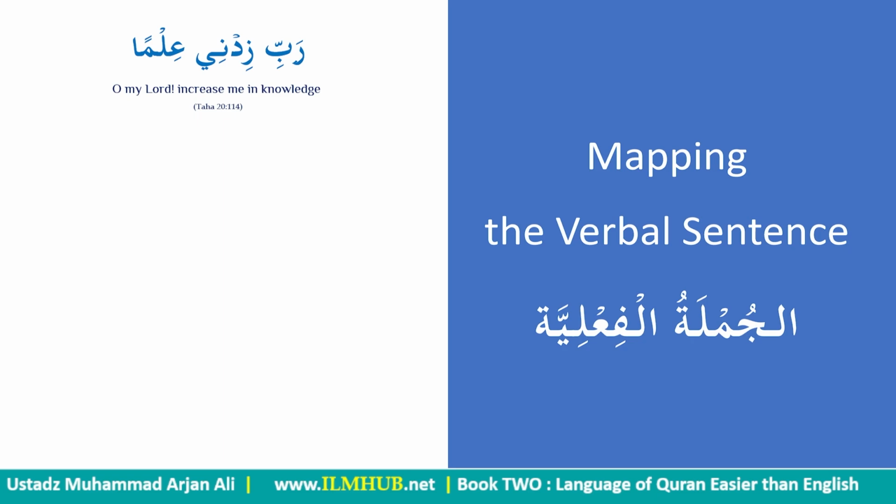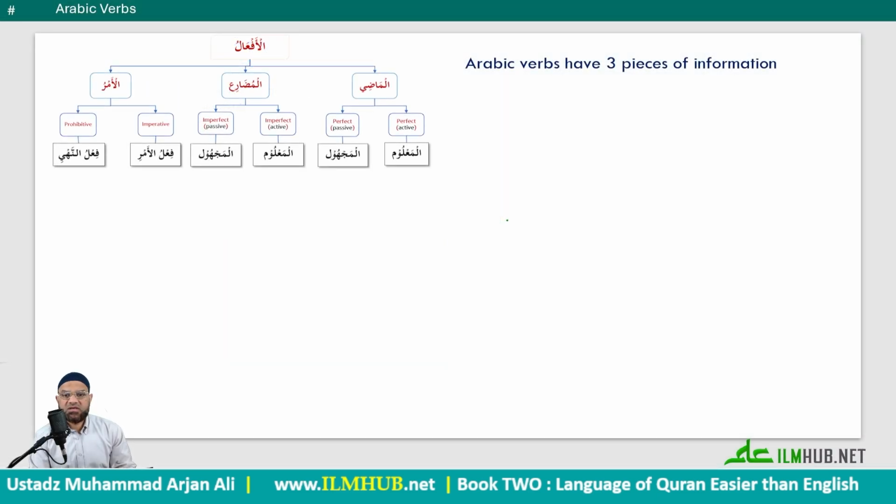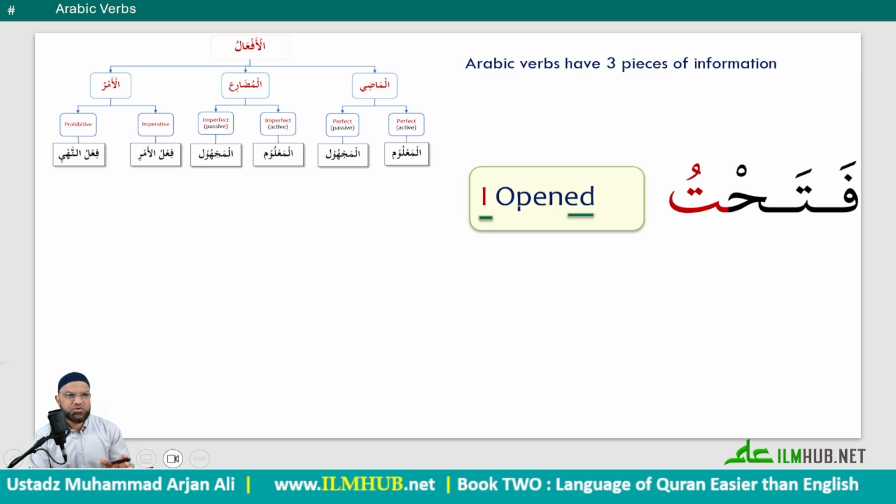Mapping verbal sentences. Before we go into looking at the sentence, it's very important to note there is a distinct difference between English verbs and Arabic verbs. And the most important point to note is that every verb has three distinct pieces of information, which is not really there in the English language. So we have here one example, fatahtu, which means I opened. So what are the 3 pieces of information in this verb?